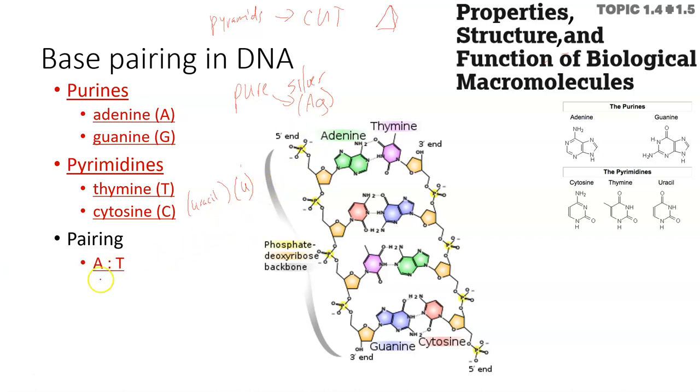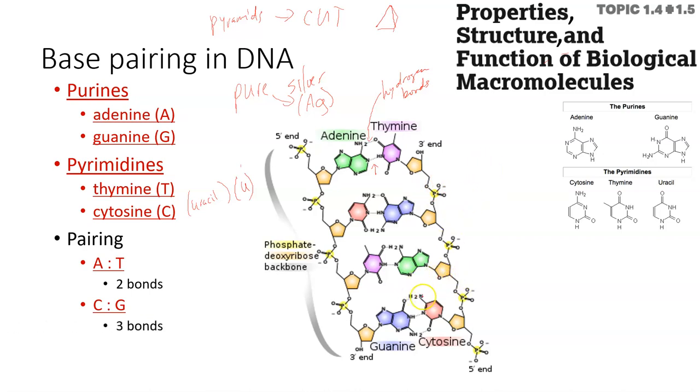Pairing. So A bonds to T, and there are two bonds between them. So let's look up here at this kind of structure. Adenine and thymine, these two bond together, right? You'll notice that there are two bonds that are forming here. Those are hydrogen bonds. Okay. Let's look at C and G. I want you to pause and tell me between guanine and cytosine, how many bonds do we have holding those together?